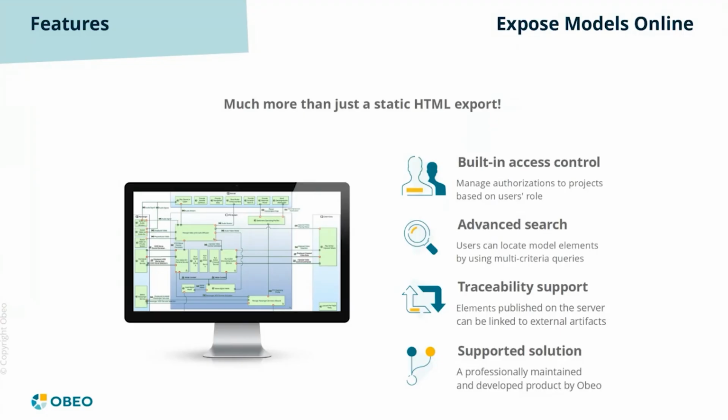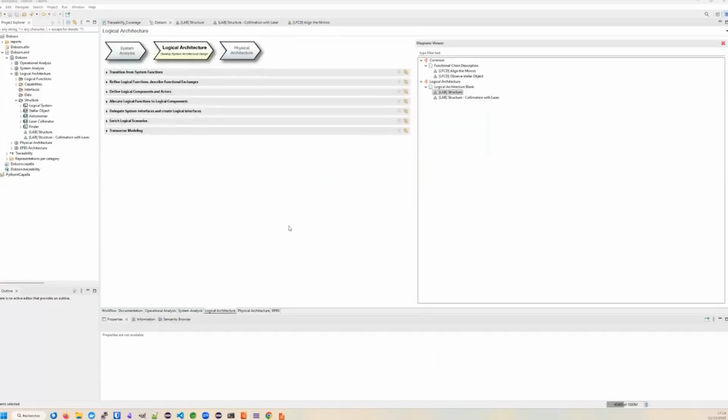So as we'll see, publishing models will not just produce some kind of HTML export. It will benefit from built-in access control, advanced features like search or historical browsing, and also there is professional support for using the solution. And there is traceability, but we will see that in a moment. So now I will switch to my demonstration environment.